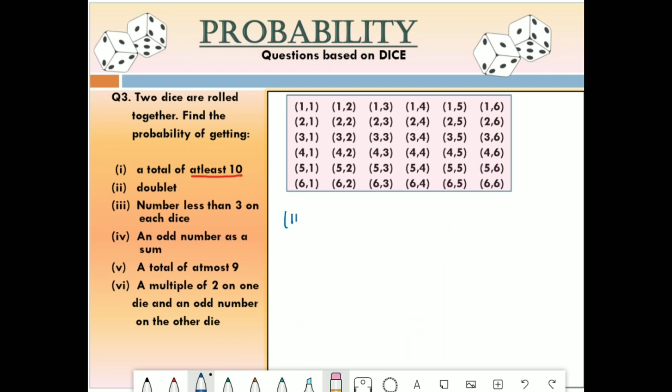Third part. A number less than 3 on each dice.